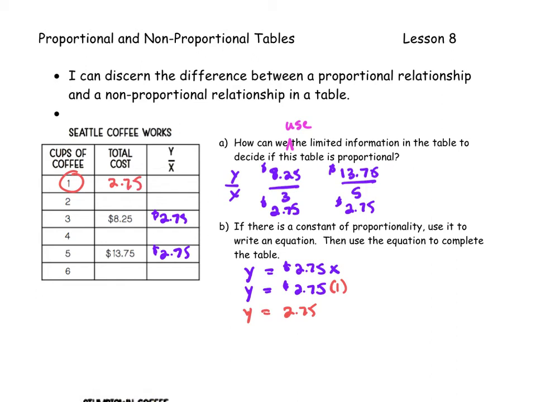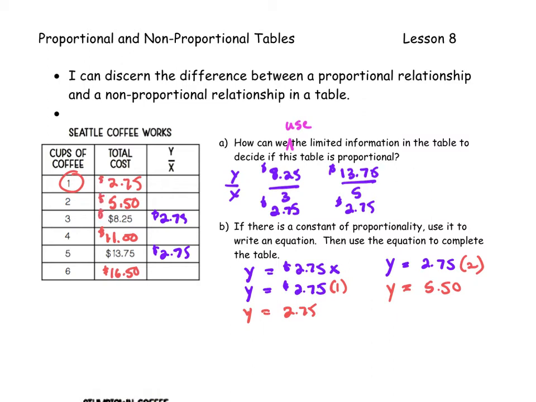We're going to do this repeatedly. I'm going to show one more time. We're going to take $2.75 times the next x value, which in this case is 2. And that would give us y equals $5.50. So I'd like you to go ahead and pause and complete the table, please. And so for 4 cups of coffee, this would be $11. And for 6 cups of coffee, it would be $16.50.